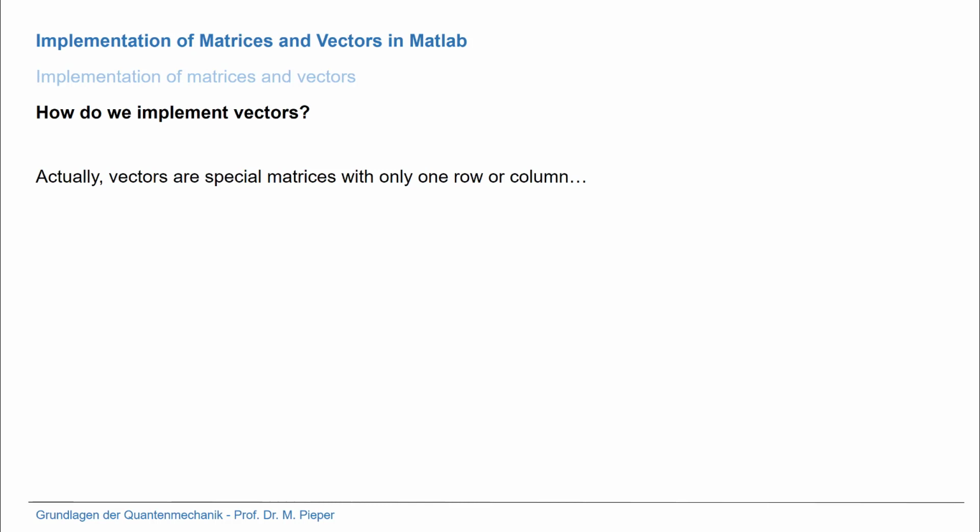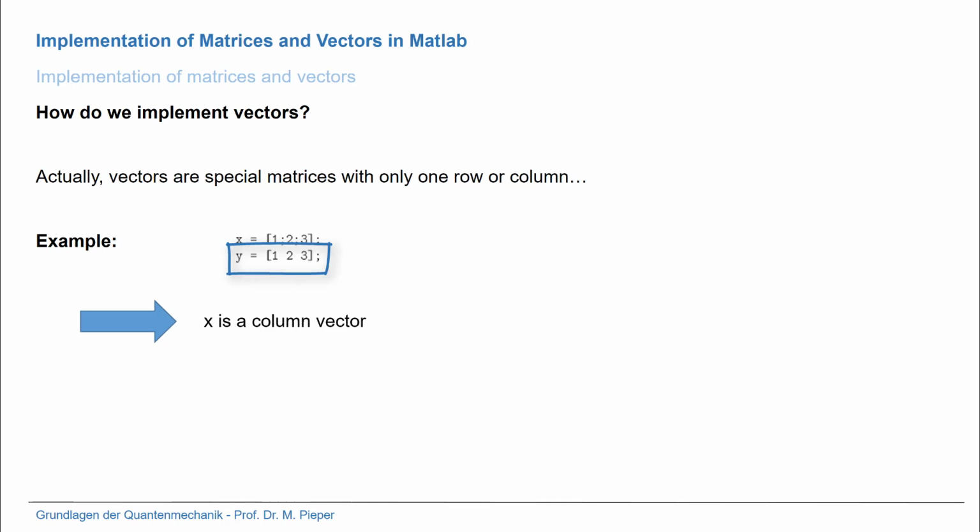So what about the implementation of vectors? Actually, this is very easy because vectors are just special matrices with only one row or one column. If you have one row, it's a row vector. If you have only one column, it's called a column vector. Here are the two possibilities. X is 1, 2, 3, the entries separated by semicolons. That means X is a column vector. You just have one column. And Y is 1, 2, 3 without semicolons. That is, all the numbers 1, 2, 3 are in one line. So Y is a row vector.